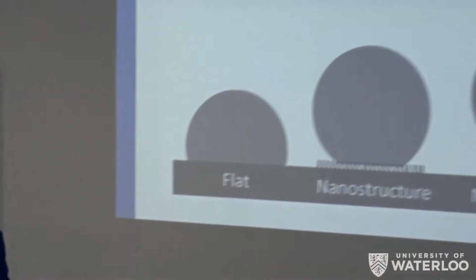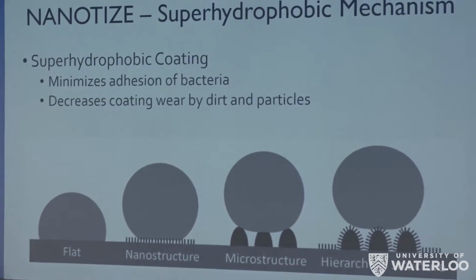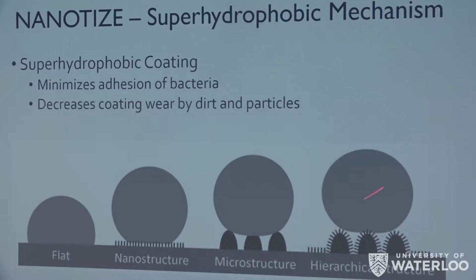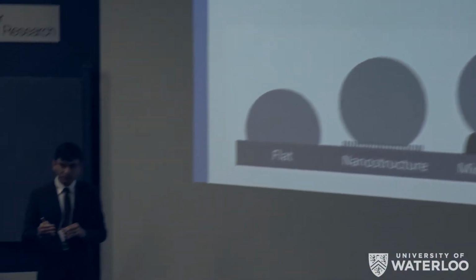So we have designed Nanotize based on both the approaches I just mentioned. We use the phenomenon of superhydrophobicity to prevent bacterial adhesion to the surface through protein binding. We use nano and macro scale roughness to achieve a hierarchical structure. And because water forms such a large contact angle, it is able to roll off the surface and carry with it any residue that is left behind by the bacteria.